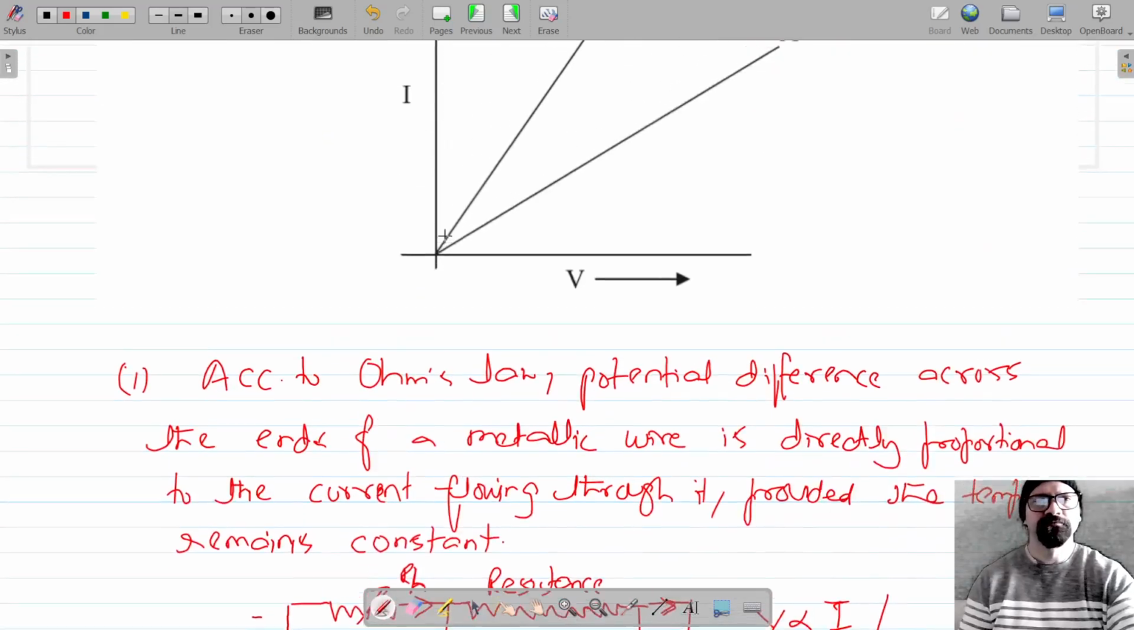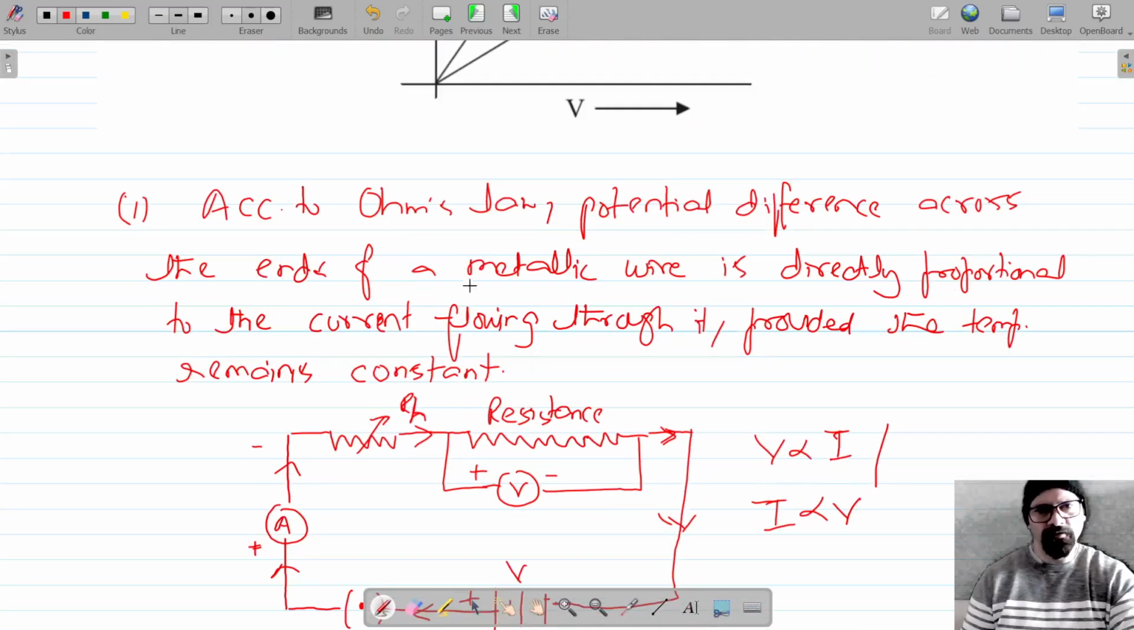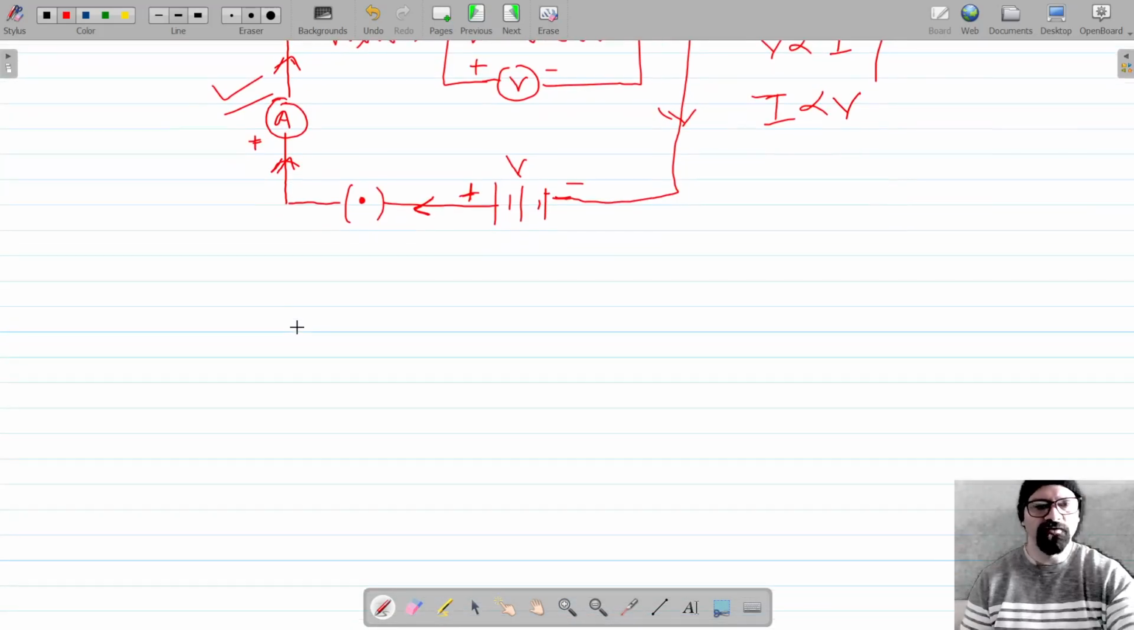Next question is, why should an ammeter have low resistance? Now, this is the ammeter which is connected in series, which gives us the reading of the current. That means that all the current should flow through this ammeter so that it gives us the exact reading, and this will happen only when it has low resistance. So it should not obstruct the flow of the current. So that's why an ammeter should have low resistance.